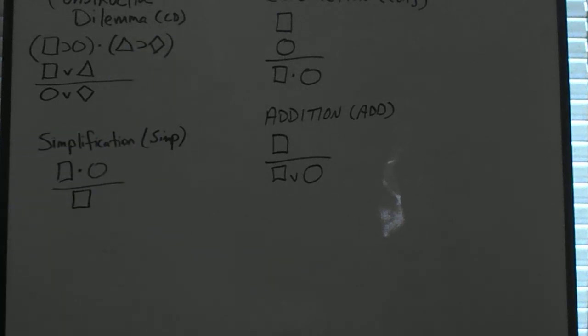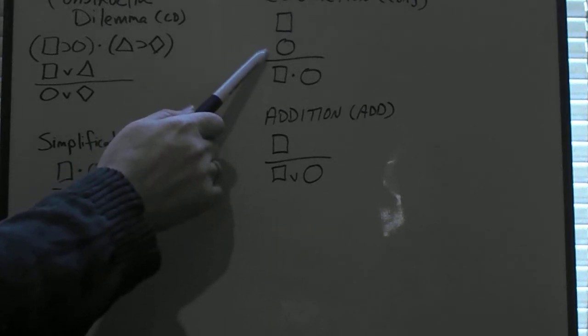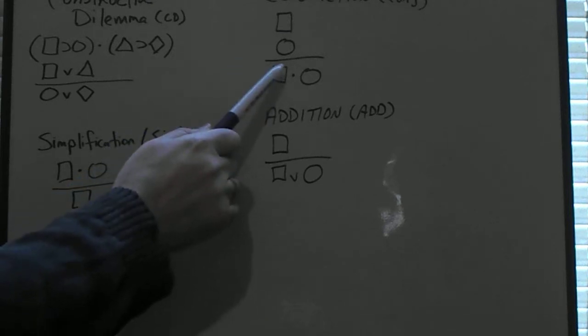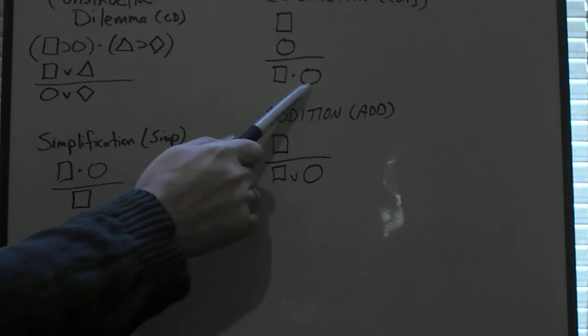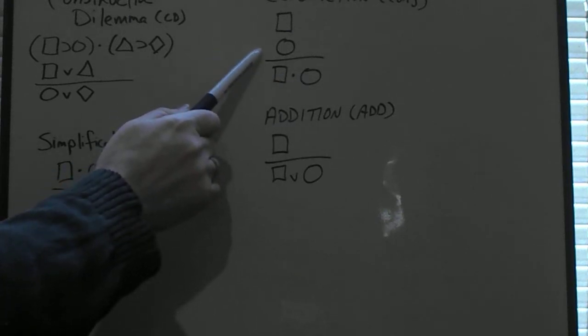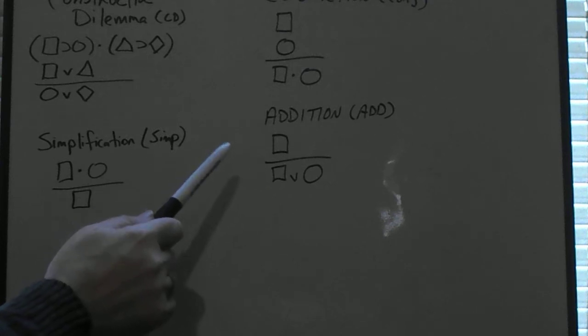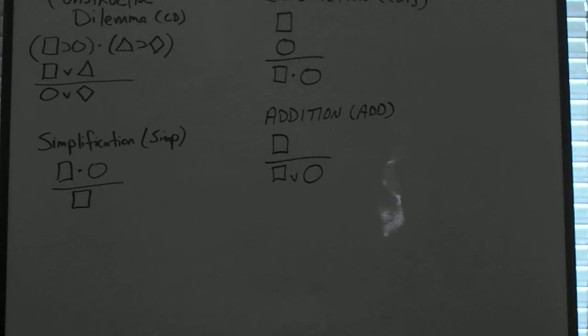Conjunction is basically the opposite of simplification. If you have two things together on a line, but you need them conjoined, you can use the dot, and again, only the dot, to join those two together. Okay? So if I have A and B on two separate lines, but I actually need A and B, then I can use conjunction to put those together.